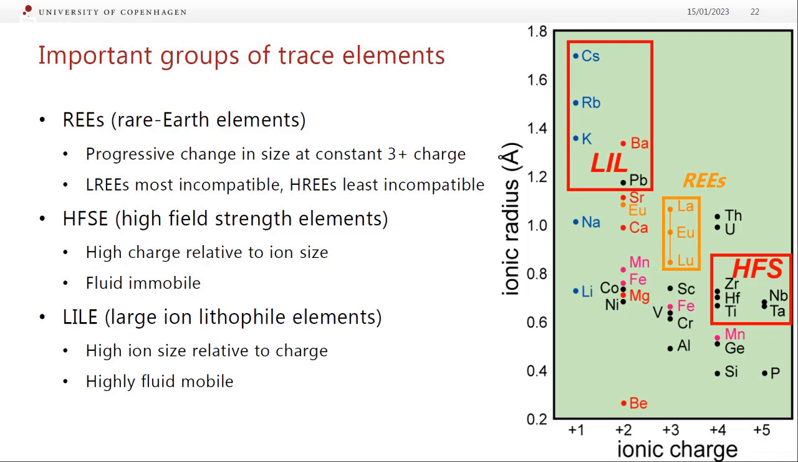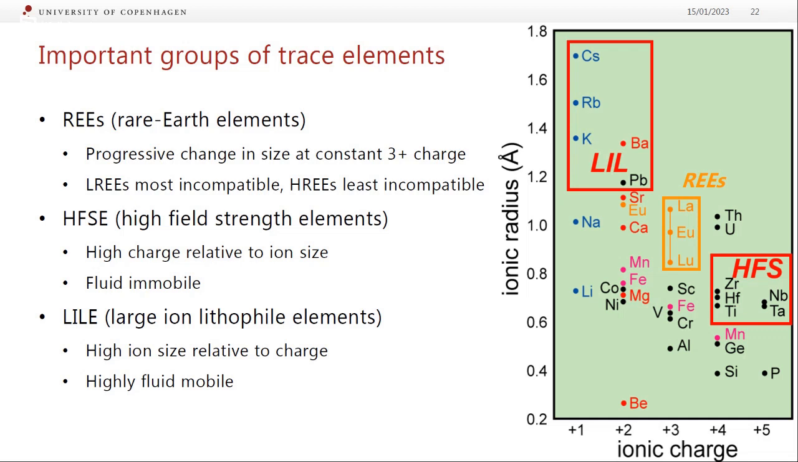Some of the important groups of trace elements that we covered, we have the rare earth elements, or REEs. These are important because they have a progressive change in ionic size at a constant charge of 3+. So the important thing to remember here is that the light rare earths have the bigger ions, and so they are the most incompatible, and the heavy rare earths have smaller ionic radii, and they are the least incompatible. They're all still broadly incompatible in most, say, mafic crystallizing assemblages and during mantle melting and this kind of thing.